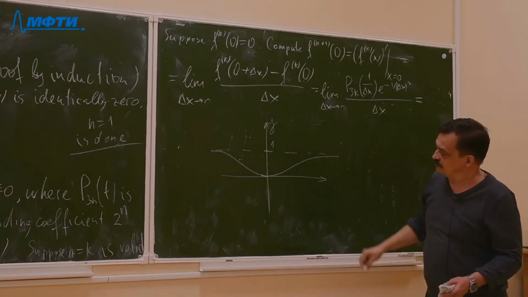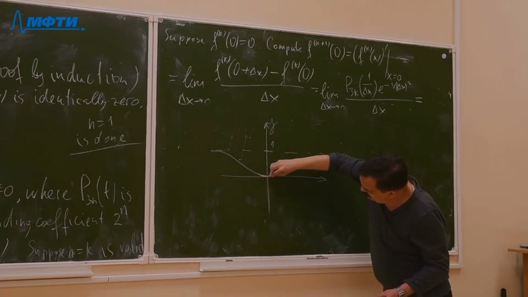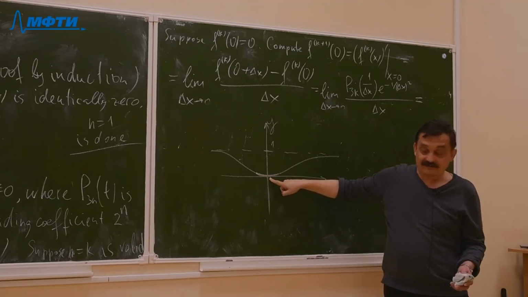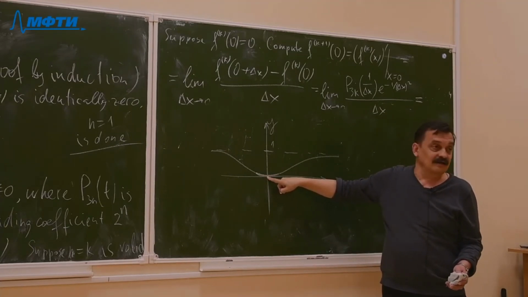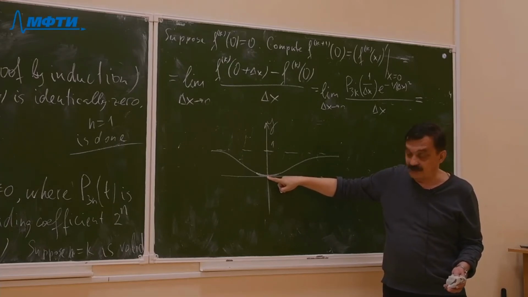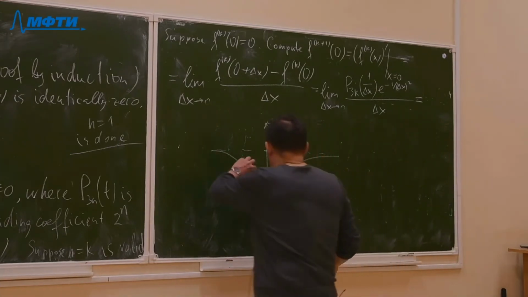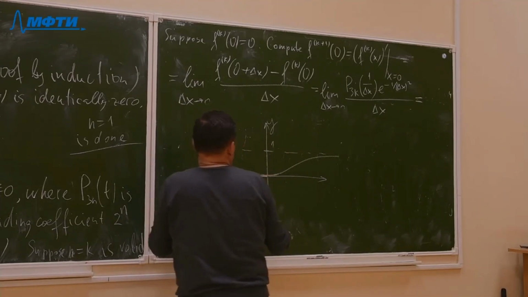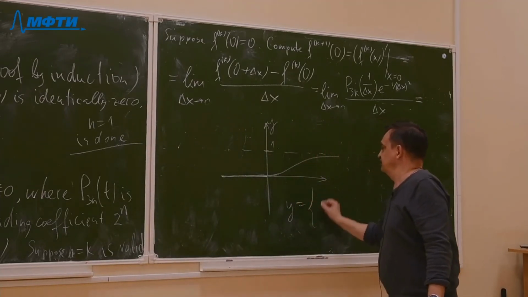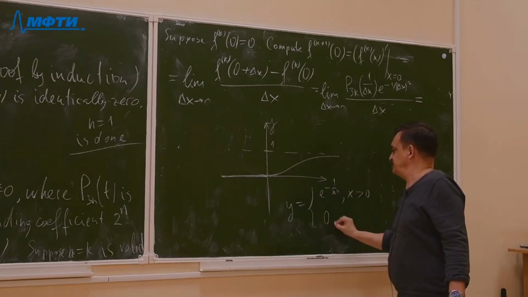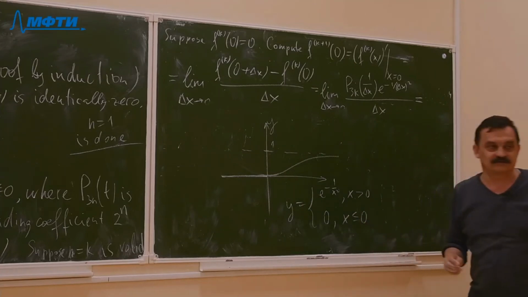Right? So you see, here what happens? That is so flat that all derivatives of arbitrary order here are equal to 0, right? It means that, for example, I may replace it like that. So y equals e to the power minus 1 over x squared for x positive, and 0 for x less or equal to 0, right?